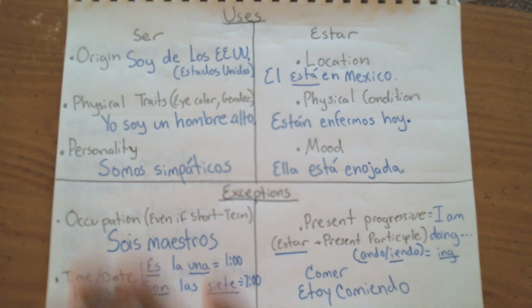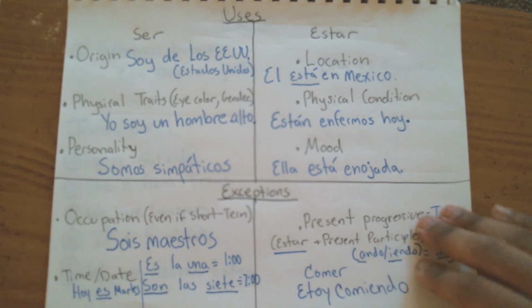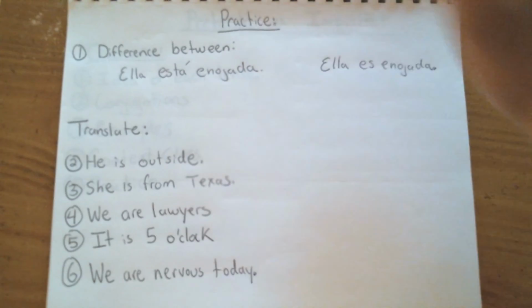Remember, things that are permanent use ser. If you're talking about occupation and time, use ser. Things that are temporary, use estar. And if you're trying to form the present progressive, you need estar as well. So let's go over a few practice drills to wrap this up.